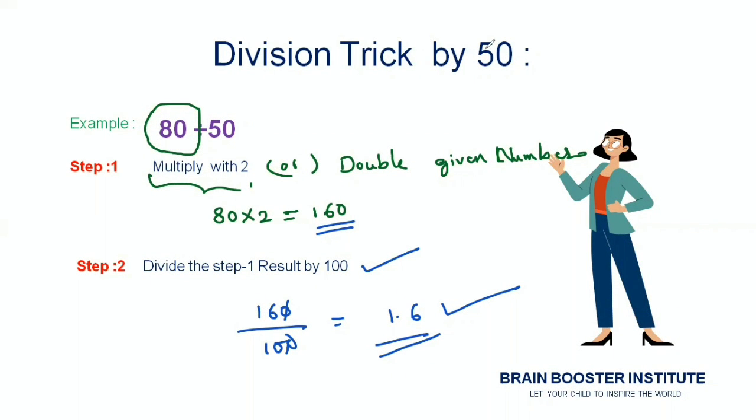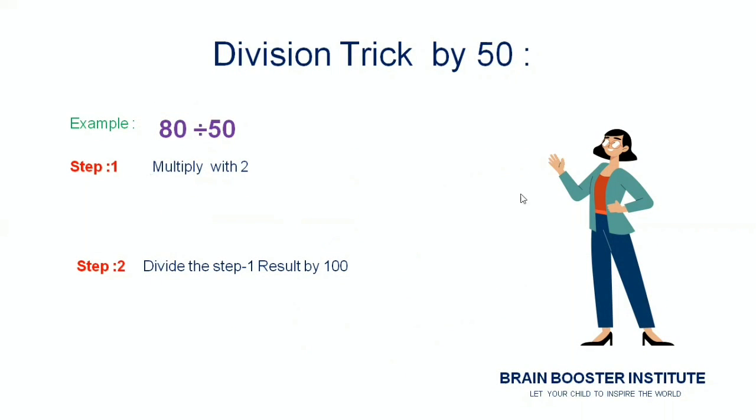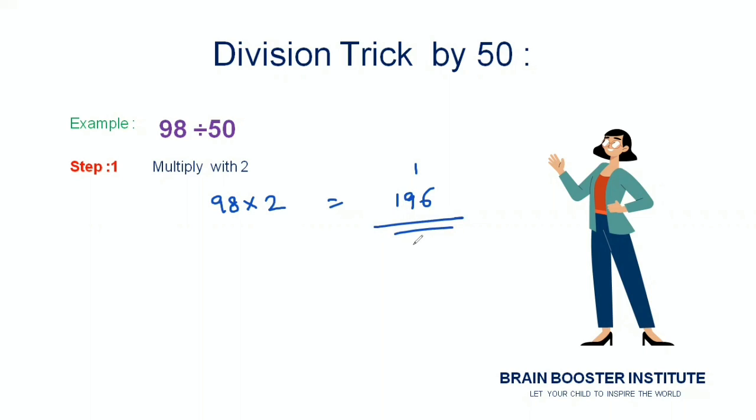Now let's check one with one example here. The next example is 98 divided by 50. Let's see. Now let's go with the step 1. The step 1 is multiply with 2. So, my dear friends, multiply the given number with 2, or double the given number, take the twice of the number. Now I am multiplying with 2, my dear friends. 98 twos are 2 8s are 16, and 2 9s are 18. 18 plus 1 is equal to 19. Means the answer is 196. It is the result of step 1.